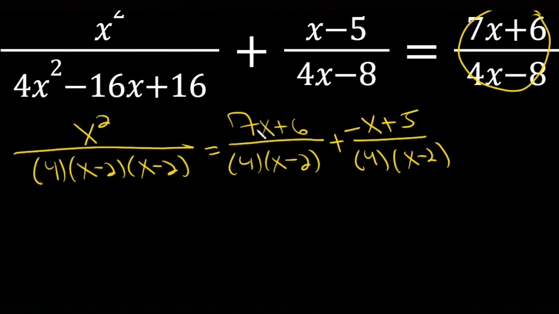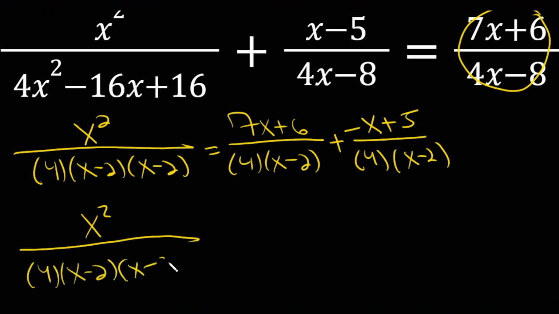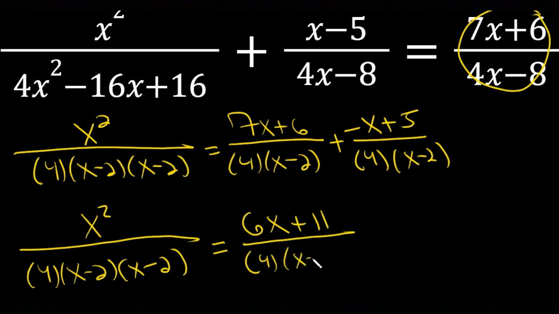Combining the numerator, you're going to do 7x minus x. That will give you 6x. So let's go ahead and rewrite this part here. We get x squared all over 4 times x minus 2 equal to, and then from here, we're going to combine like terms. So 7x minus x, you get 6x. And then 6 plus 5, you get 11. So plus 11. Okay? Again, just combining my numerator. That's all I'm doing there. And then all over 4 times x minus 2.